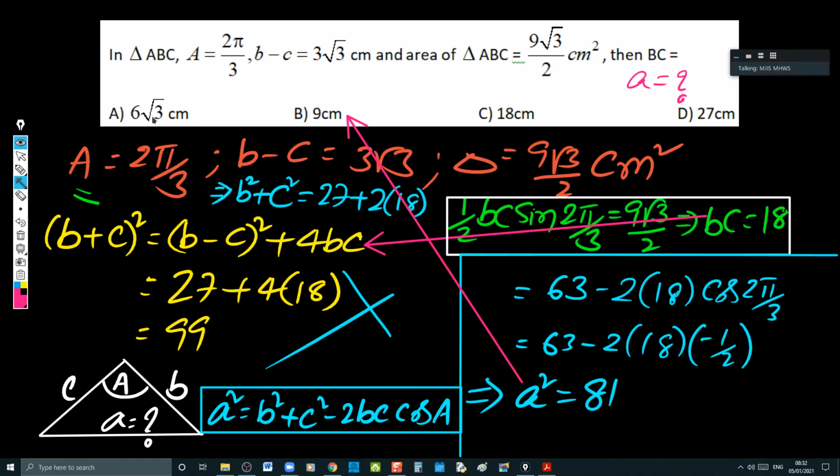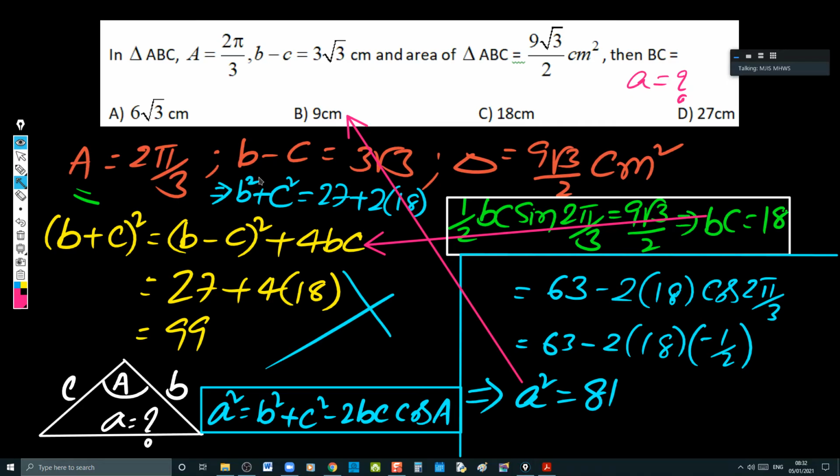Let us have a fast relook at it. Angle A given, B minus C given, delta given. First of all, I used the formula delta equals half bc sin A because angle A is given. I am given B minus C here, so I want to get bc. So I used half bc sin A and got the bc value 18.